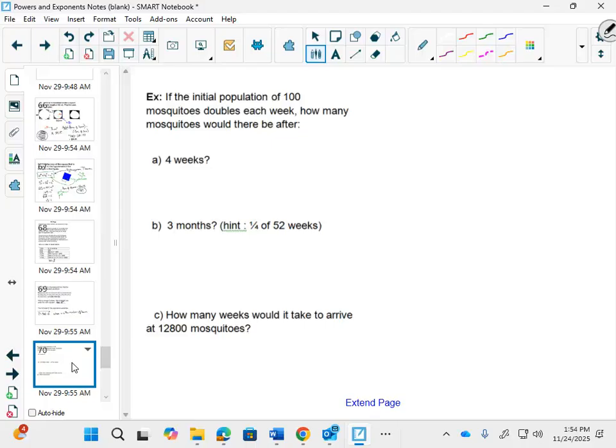So, oh my goodness, this is like the worst example. Mosquitoes, and they're doubling every week. You have 100 mosquitoes at the beginning. How many would there be after 4 weeks? Doubling every week, so you're starting off with 100. After 1 week, it would double. How many would there be? 200. After 2 weeks? 400. After 3 weeks? 800. And after 4 weeks? 1600.